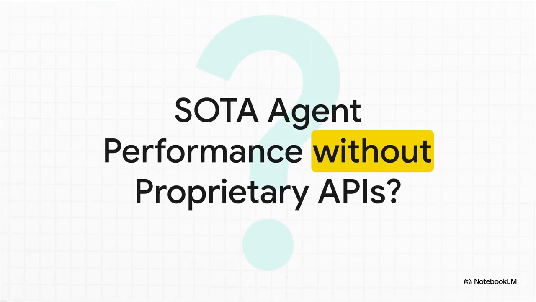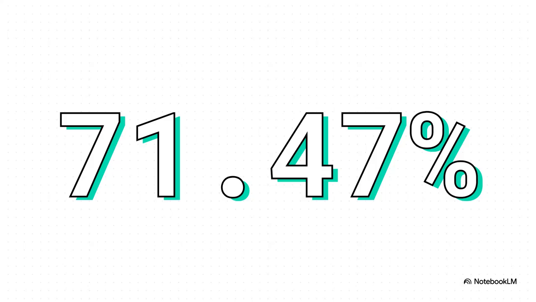So let's start with a question that I'm sure every single one of us has wrestled with. How do you get that SOTA-level agent performance without chaining yourself to those super expensive proprietary APIs? You know the deal. The costs start to spiral, you hit rate limits, it's a real headache. Is there a better way to do this? Well, the answer is yes. And this number right here, this is the proof.